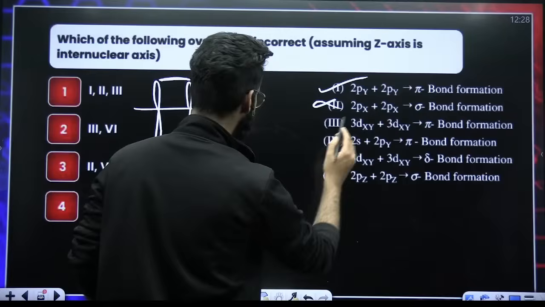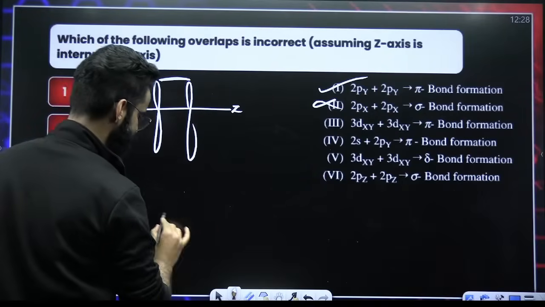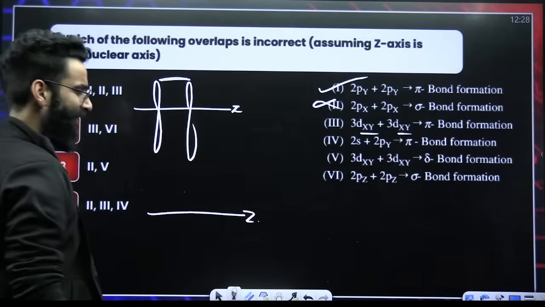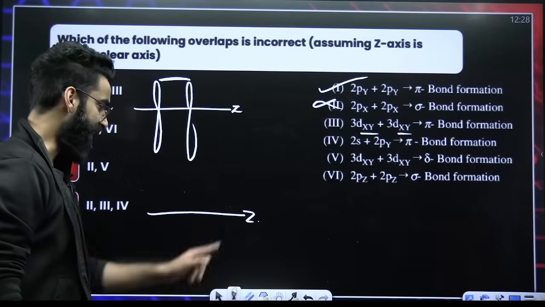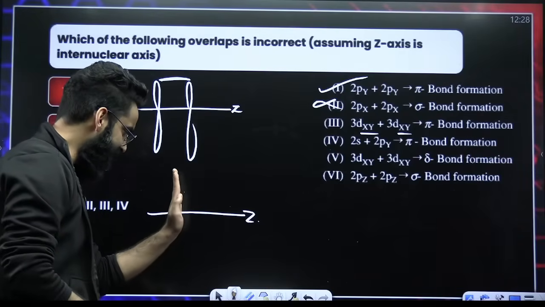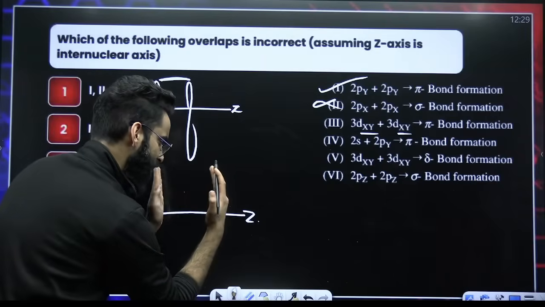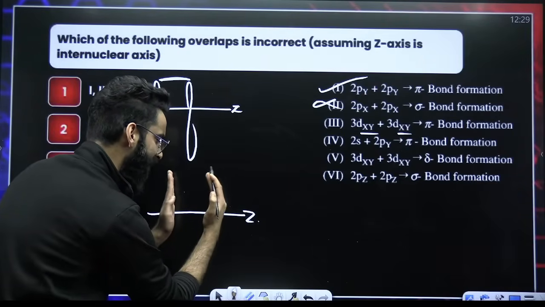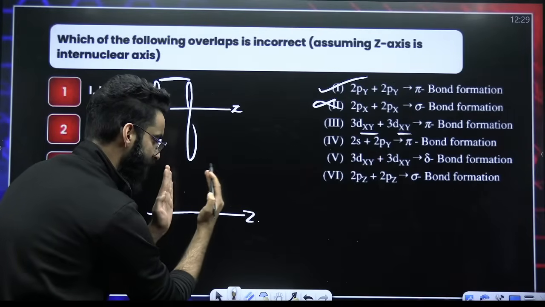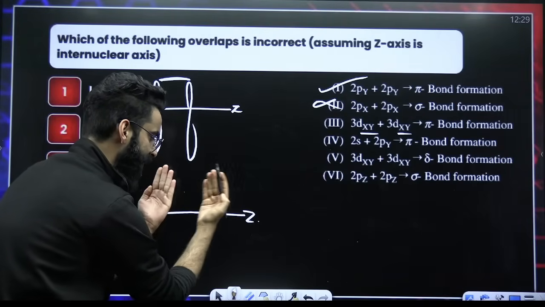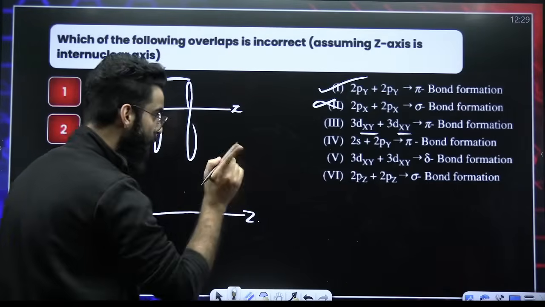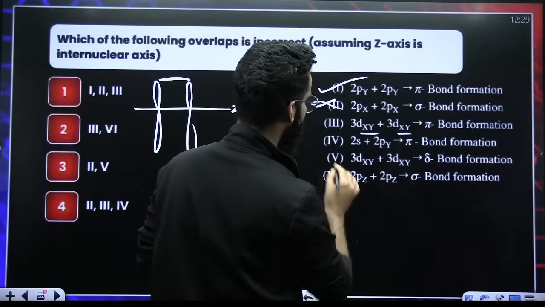If Z is the internuclear axis, now 3dxy, 3dxy. If this is Z, then xy plane is this. My hand is xy plane. So 3dxy, 3dxy. There'll be 2-lobe interaction or 4-lobe interaction. See, this is 2-lobe interaction. This is 4-lobe interaction. 4-lobe interaction means delta bond. 2-lobe interaction means pi bond. Right? So over here, 3dxy will show 4-lobe interaction. They'll form delta bond. So this is wrong.